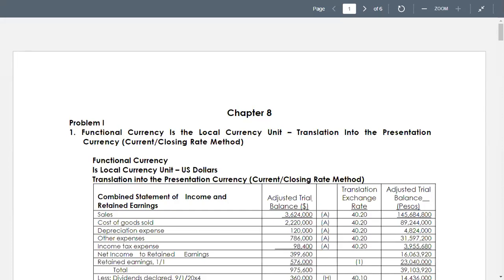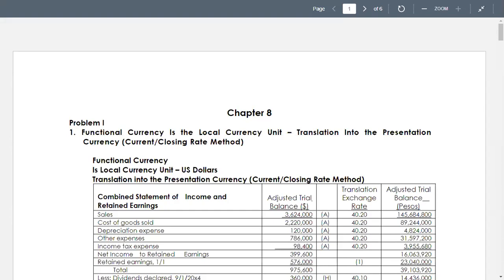So let's now begin with the data, giving us the idea that the company was started on January 2, 2004. P Company, a Philippine-based company, acquired for $2,400,000 an 80% interest in S Company, which maintains its books in US dollars and in conformity with GAAP in the Philippines. The parent's functional and presentation currency is the peso. S Company's financial statements are prepared in the local currency, the foreign currency unit, dollars.